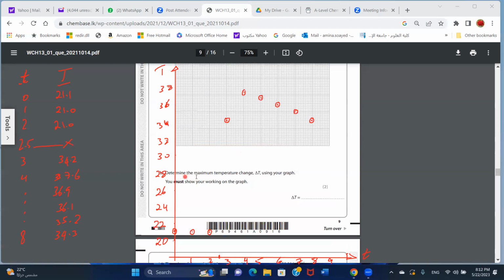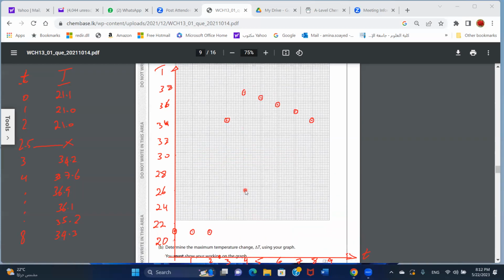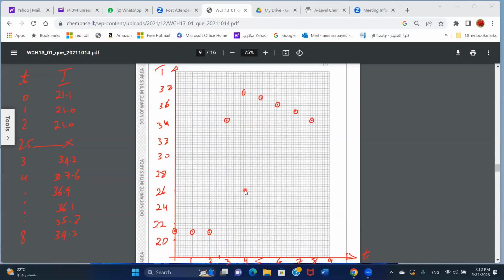Now they said determine the maximum temperature change using your graph. You must show your working on the graph. Alishba, what are we going to do to find the temperature change? You draw a line through the first 3 points. The first 3 points, okay. Should I draw it on the graph? Okay, I need to draw it. If you can, then it's okay. Can you do it? Can you annotate? Okay. I'll just tell you, Miss.